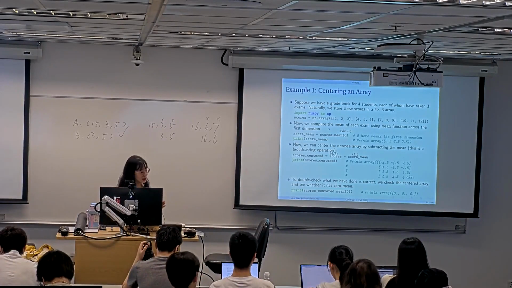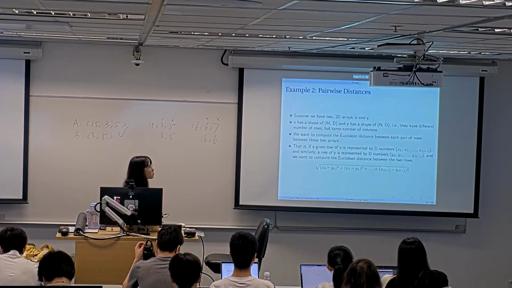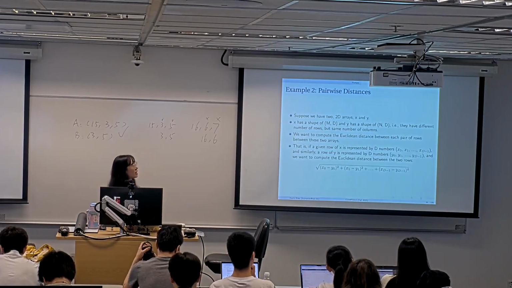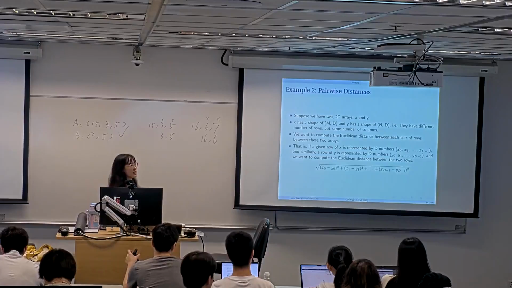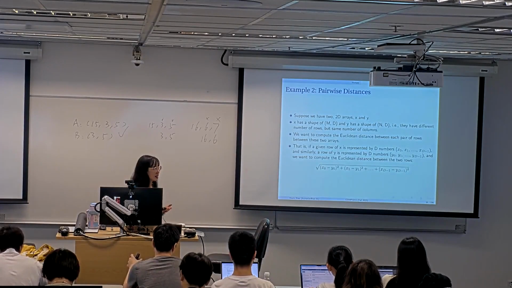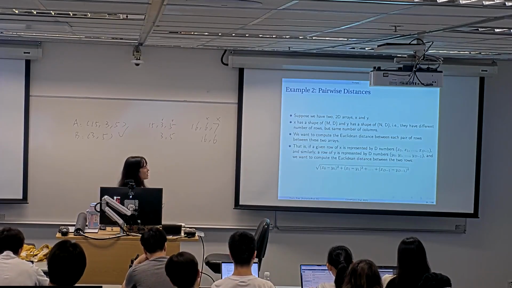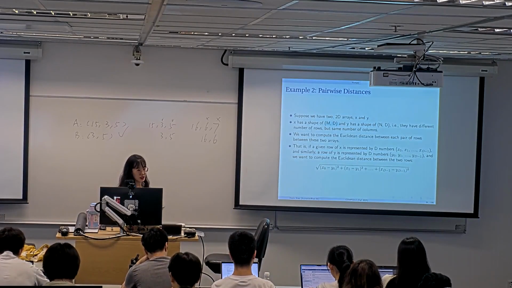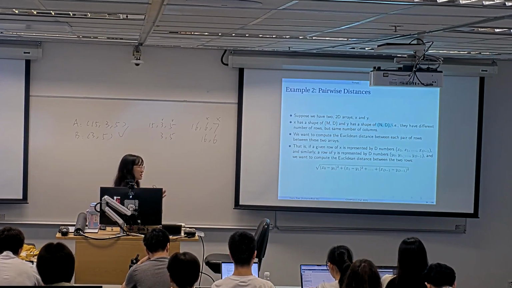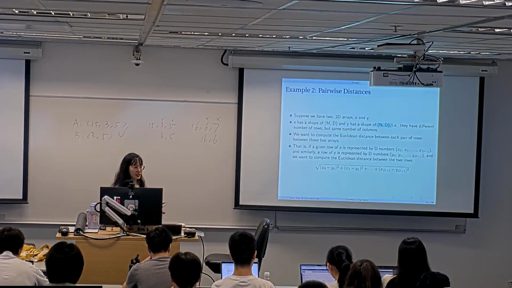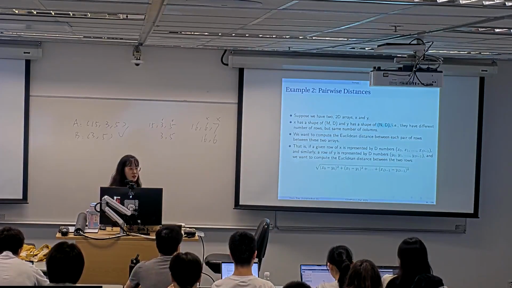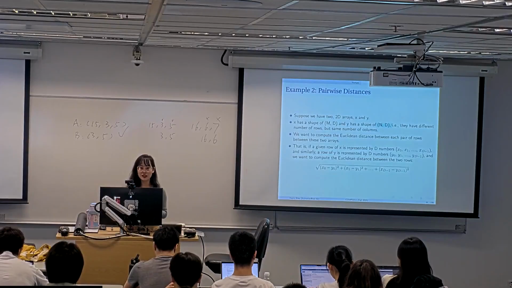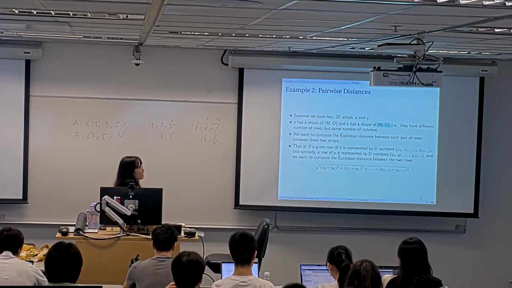The next example will be somehow a little bit more complicated. It is how to compute the pairwise distances. Suppose now we have two 2D arrays, x and y. Here x has such shape m by d. Y has such shape n by d. Note that they are both 2D arrays, and they have the same number of columns, but somehow they don't have the same number of rows. They have different row numbers.